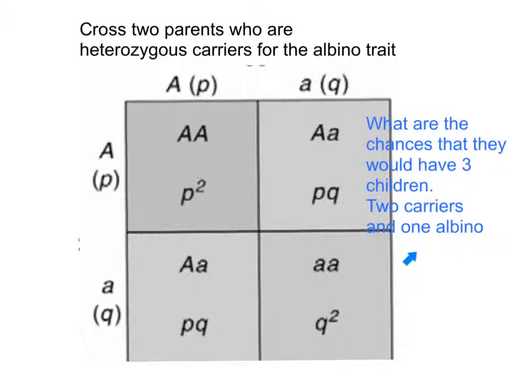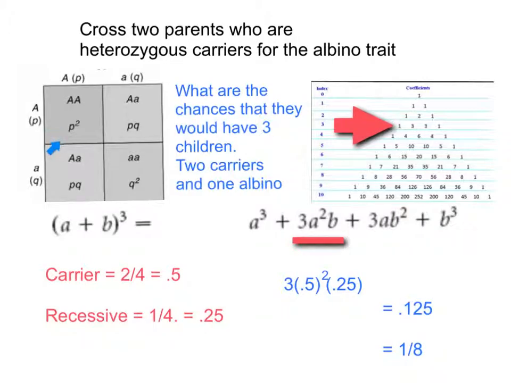We want to know what are the chances that a couple would have 3 children, 2 would be carriers for albinism, and 1 would be an albino. So here we have the Punnett square from the previous slide, and we also have our Pascal triangle. What we want to do is we're dealing with 3 children, so we're going to come down to this level, and we're going to be doing the 1, 3, 3, 1. And that expands to a³ + 3a²b + 3ab² + b³.